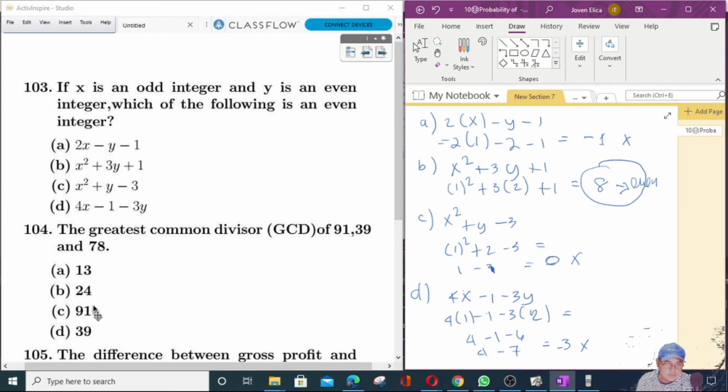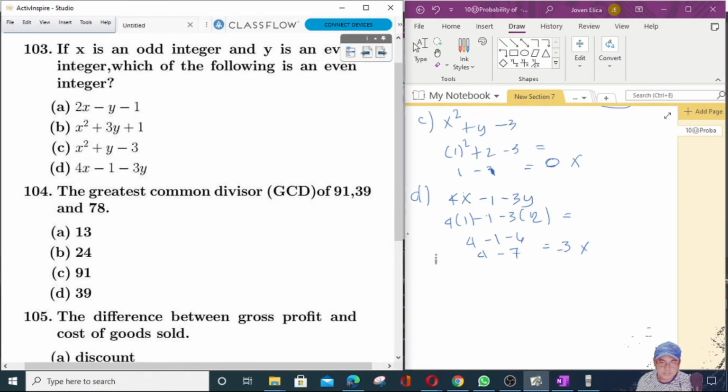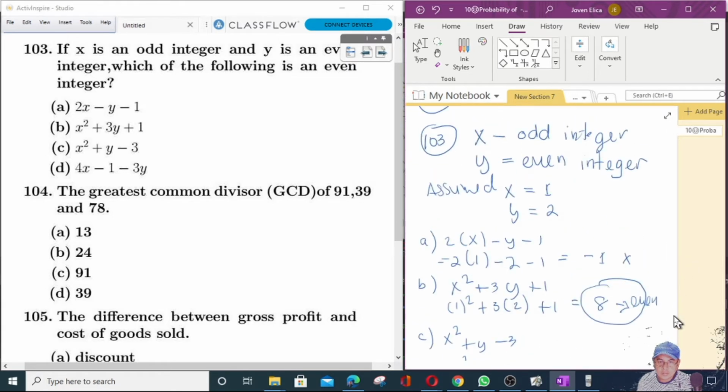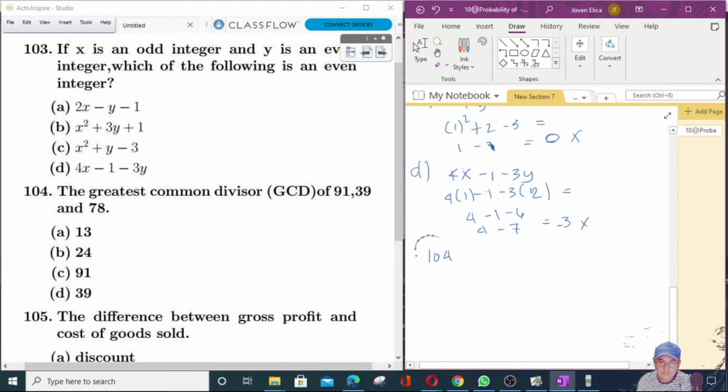Letter B is the answer, because we arrive at the even number, an even integer, which is 8. Right? So, Question 104.